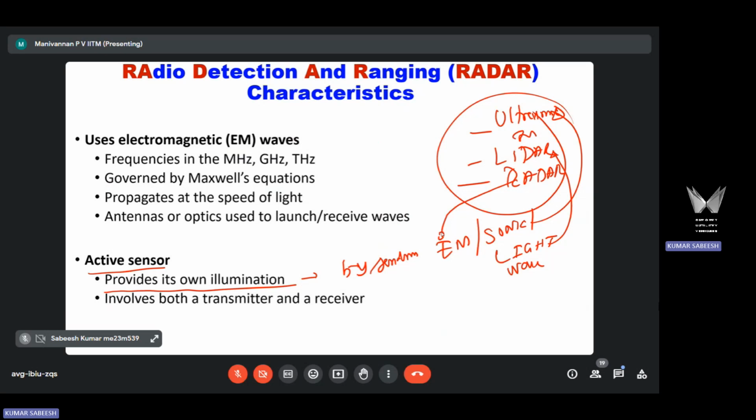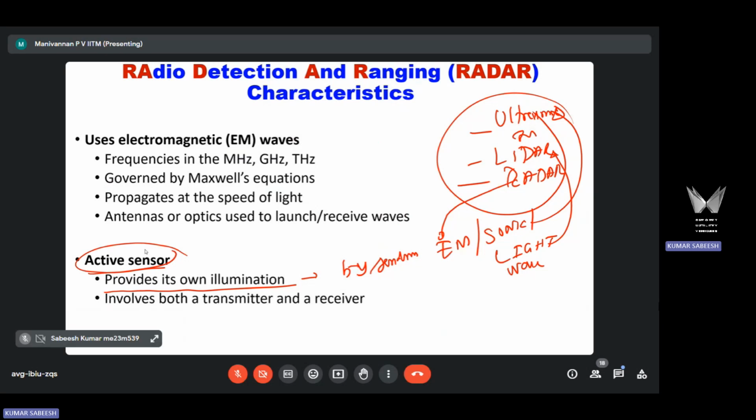So if a sensor sends some energy and receives the reflected energy, from that it is able to detect the object and measure the distance. It is called an active sensor. These three sensors, ultrasonic sensor, LIDAR, and radar, which are the most important sensors in an autonomous vehicle, are active sensors. They send a wave, and if it is reflected, they detect the reflected wave. Using that, they detect the object and the distance.